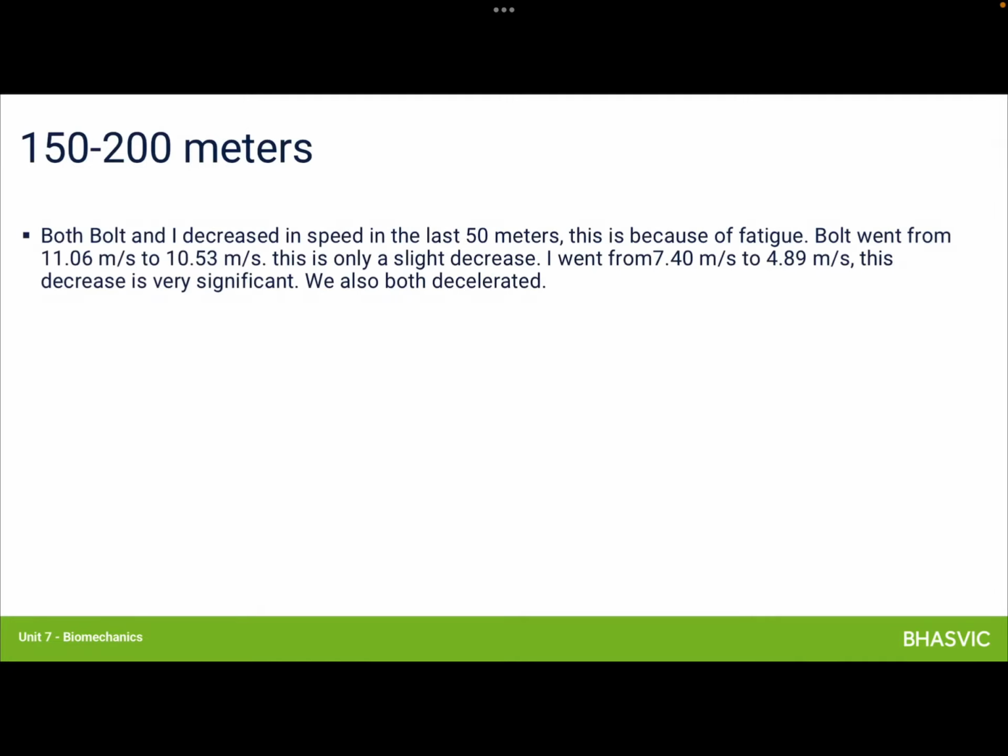Both Usain Bolt and I decreased in speed in the last 50 metres. This is because of fatigue. Usain Bolt went from 11.06 metres per second to 10.53 metres per second. This is only a slight decrease. I went from 7.40 metres per second to 4.89 metres per second. This decrease is very significant. We also both decelerated.